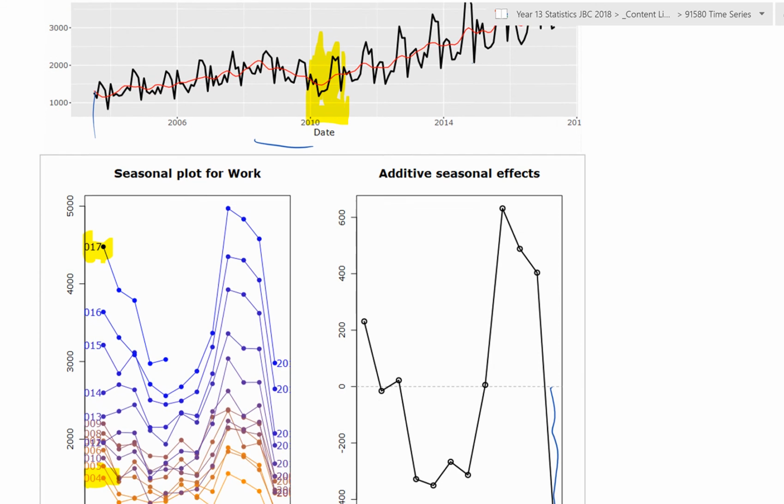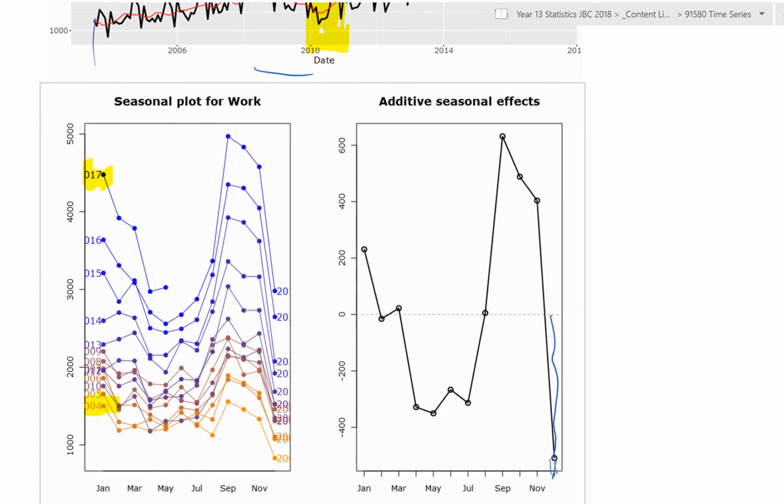Okay, so when we look at the seasonal plot, we want to look for how consistent the seasonal pattern is. And you can see that where the lines are kind of parallel, that means there's consistency. And you can see that in September, in most years, it's jumped up. In fact, in every single year in September, it's jumped up. So that's a clear, consistent seasonal peak.